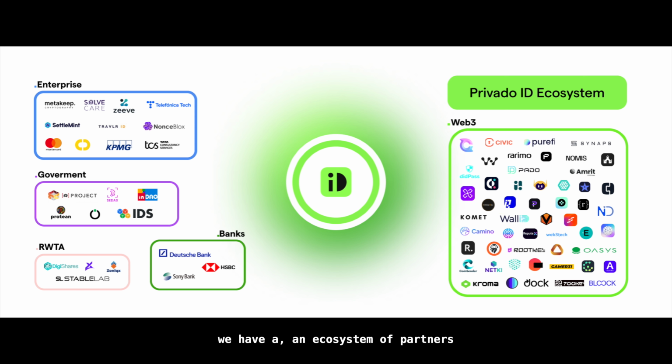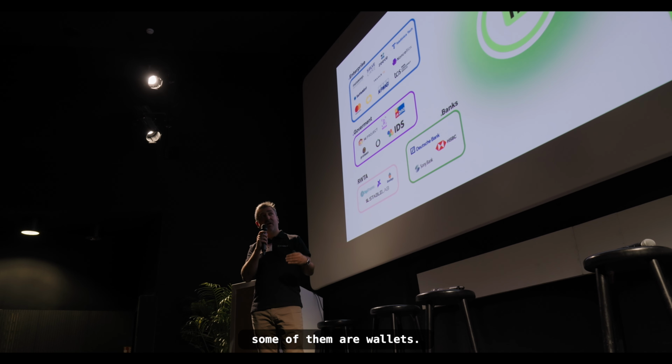We have an ecosystem of partners, and we are targeting several segments. You can see on the right, Web3, we have several teams that have been integrating our technology already. They have been building on top of the Iden3 protocol, Polygon ID protocol. Now it's Privado ID, but it's our branding basically. Several teams here are using this technology to benefit from the privacy features. Some of them are verifiers, some of them are wallets.